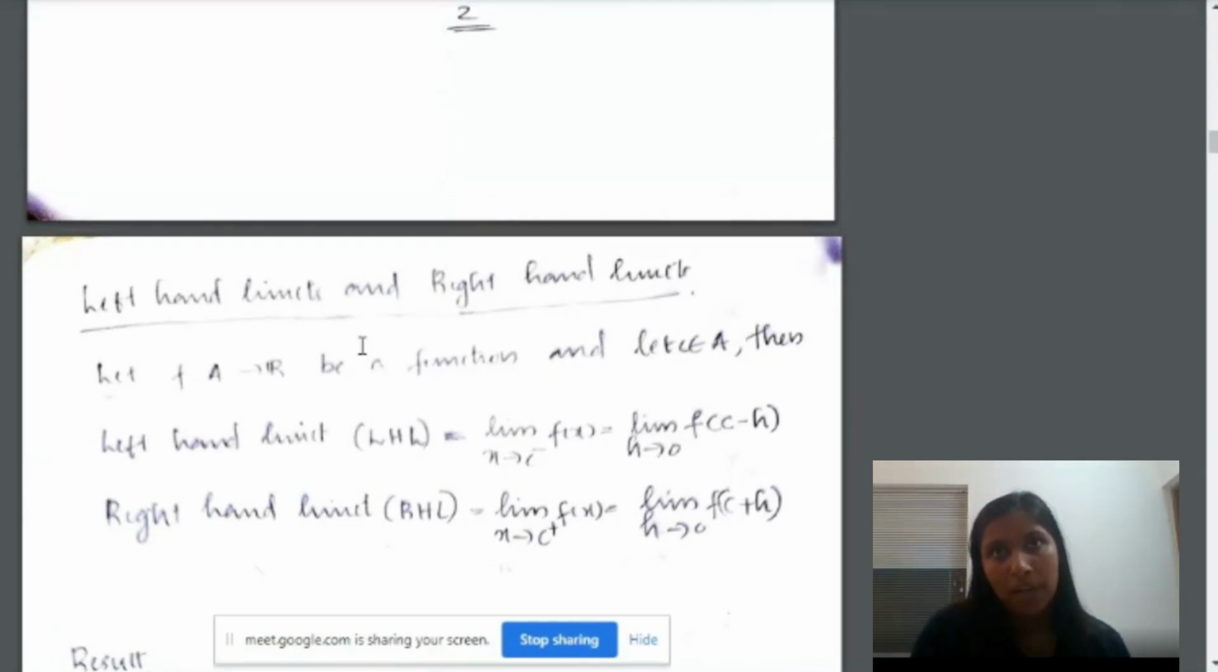So for a point in a real line, we can actually, this limit is... 1 minute.